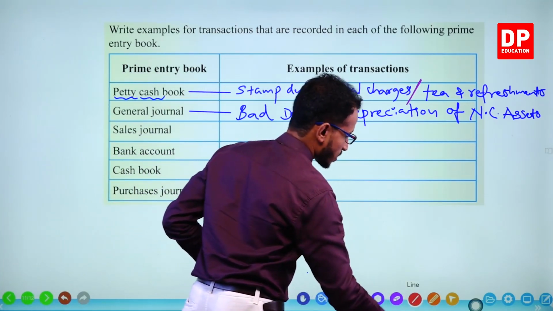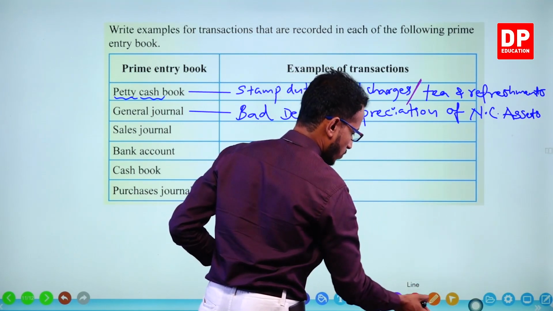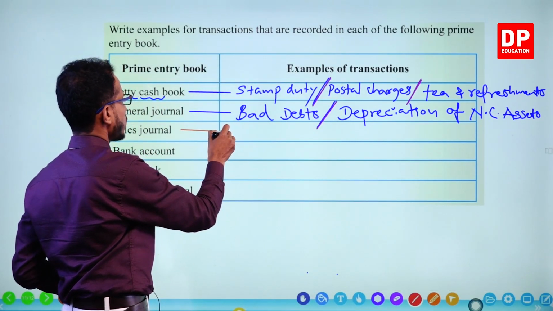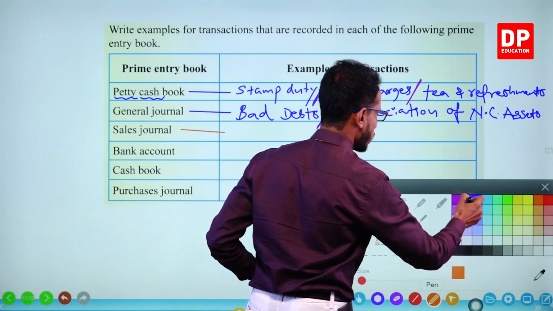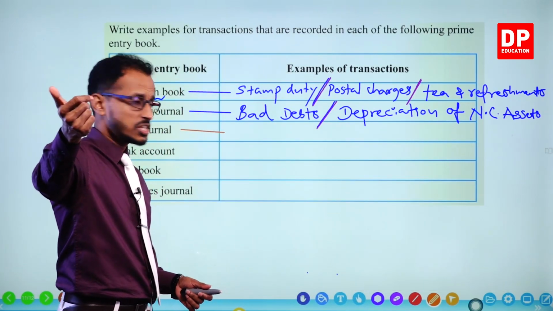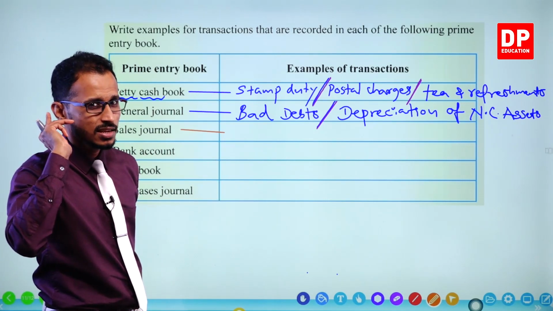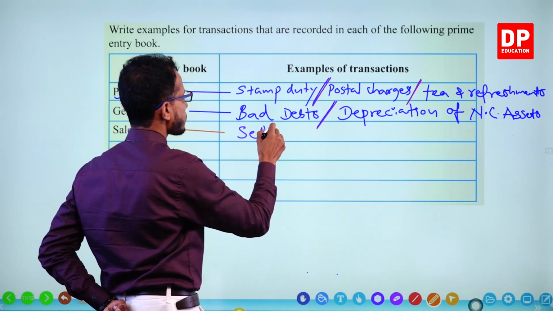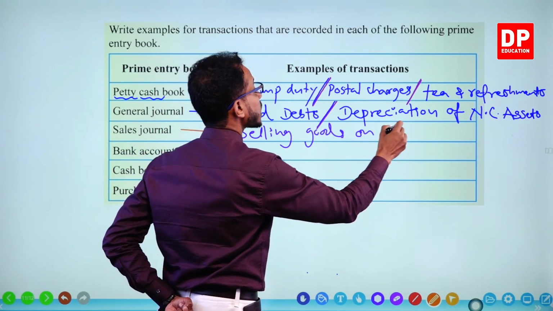We know what transactions are recorded in the sales journal. That's easy. Tell me, what do you put to the sales journal? Several times I have mentioned. Purchasing? No, selling. Selling goods on credit.